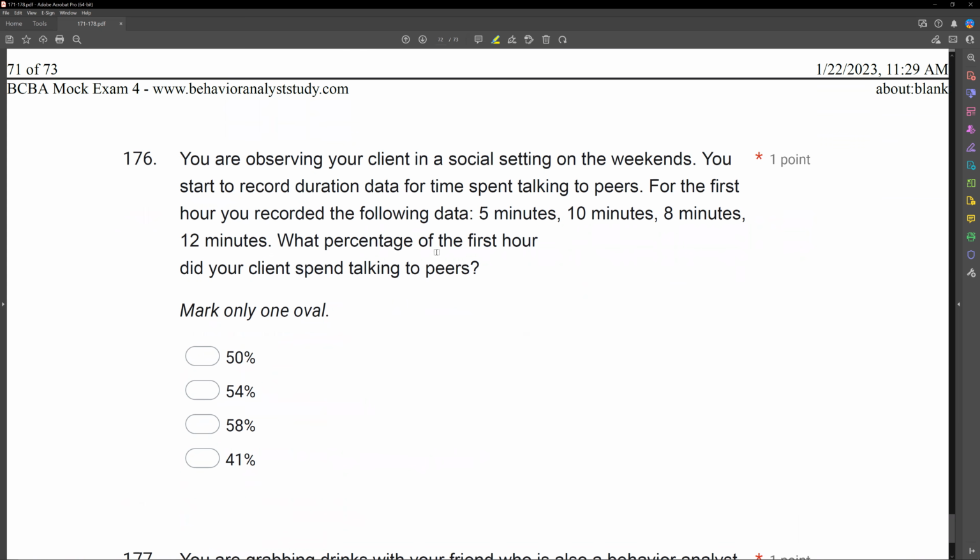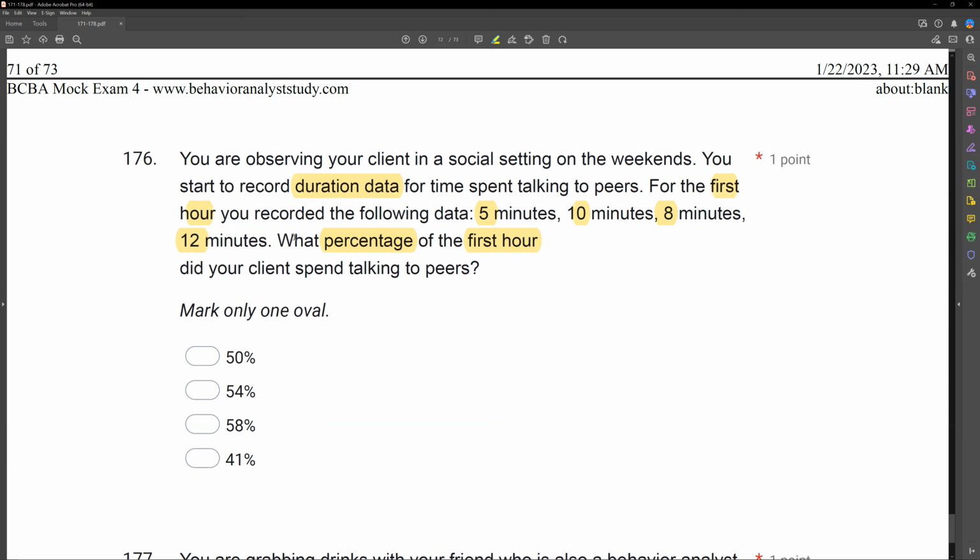Okay, a little curveball here. When we're initially reading it, we think it's going to be really just a duration question, right? Because we're recording duration: 5, 10, 8, and 12. But the question wants to know the percentage of the first hour. So we need to decide, well, is this during the first hour? If we've read carefully, we know the data is based on the first hour. So we need to figure out what percentage of the first hour your client spent talking to peers.